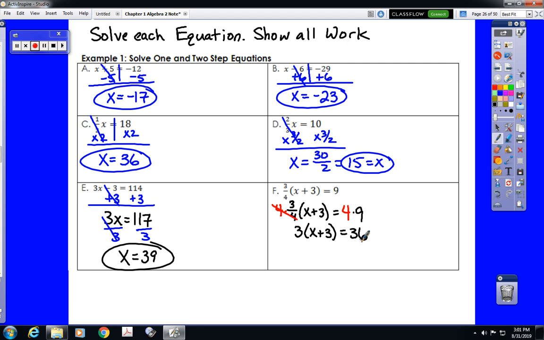Now, at that point, we would expect you to distribute the way that we've taught you, which would be 3x plus 9 equals 36. Then we would want you to subtract 9 from each side to give you 3x equals 27. And then we would want you to divide by 3 to give you x equals 9.